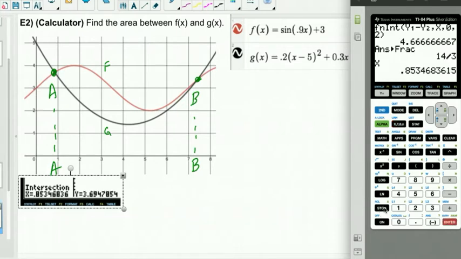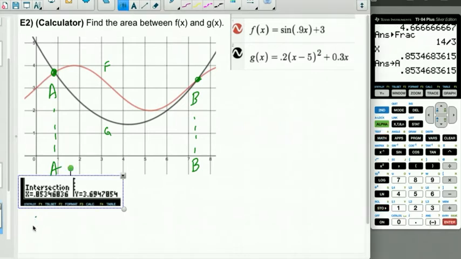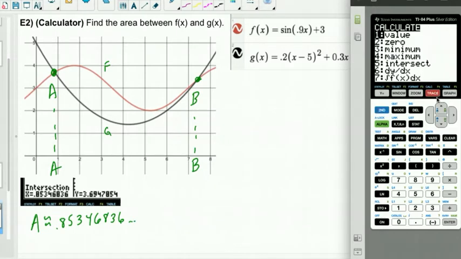So while it's here, I'm going to go ahead and store this as alpha A, and I'm going to call it A. So I'm going to go ahead and say, let's call A approximately 0.853468836, right? I'm then going to go back to my graph, and I'm going to second calc intersect again.